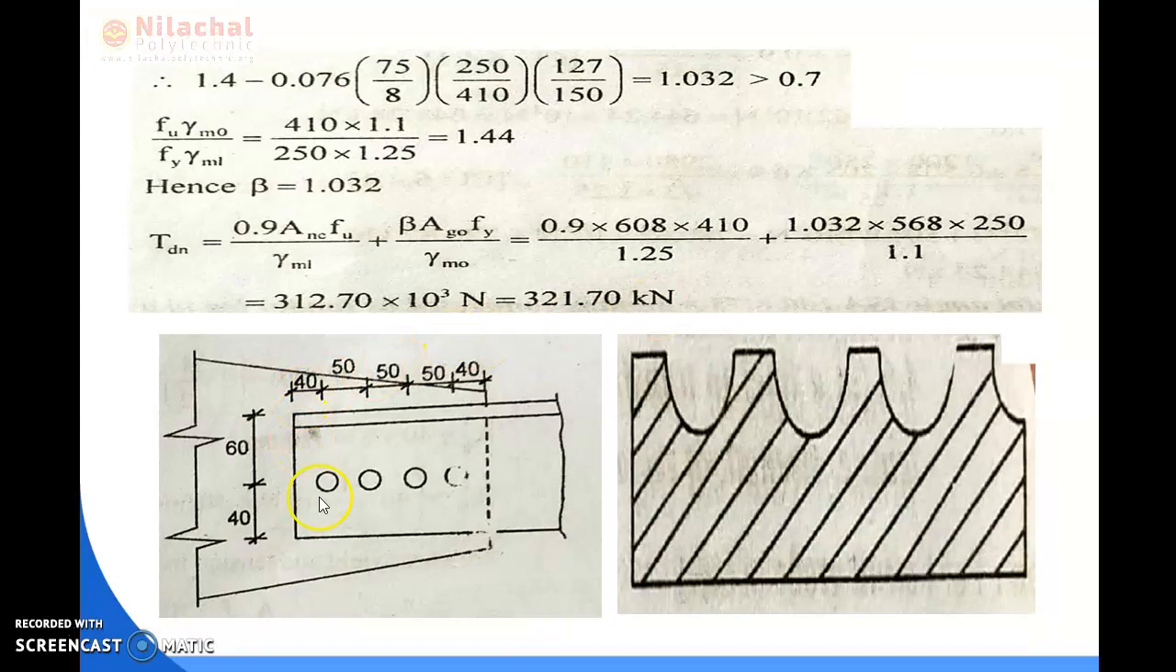So now you can see in this figure the connected leg portion is considered as a single flat section, and here the 4 numbers of bolts are provided in one row. Hence the block shear should be in this direction and again vertically in this direction. So this portion is considered as the block shear portion for the ISA. So this portion is maximized here.